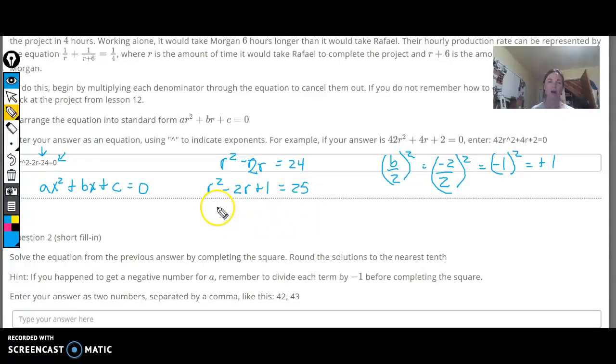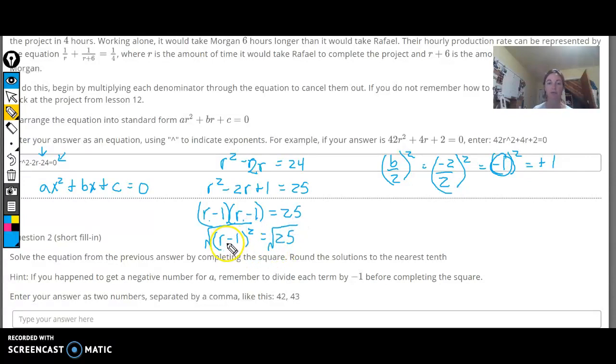All right, so now I know that my factors of this are going to be simply that b value, or that b over 2 value. So it's going to be r minus 1 times r minus 1 equals 25. Okay, this is where this comes in really handy. These are always going to be the same when you complete the square. So you can say r minus 1 squared equals 25. Now, what we can do is we can take the square root of both sides.